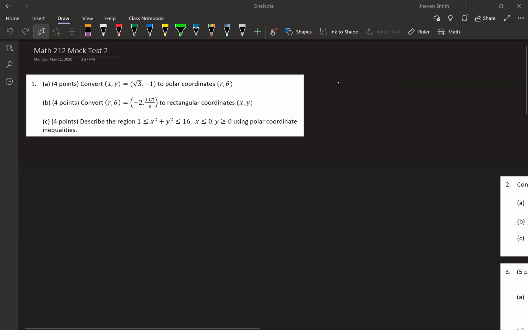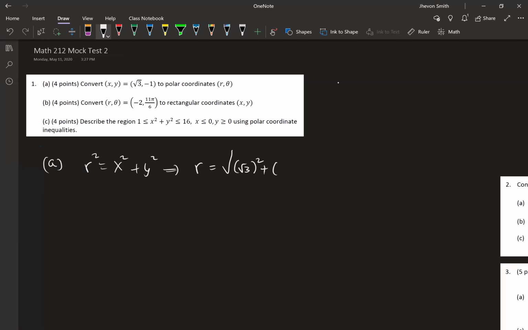Right, so for 1a, use the fact that you know that r squared is equal to x squared plus y squared. So this means that your r is equal to the square root of radical 3 squared plus y, which is -1, squared. That's going to be 2. Now, technically, you can do a plus or minus 2 here, but I'll just set it up so that we take the +2.